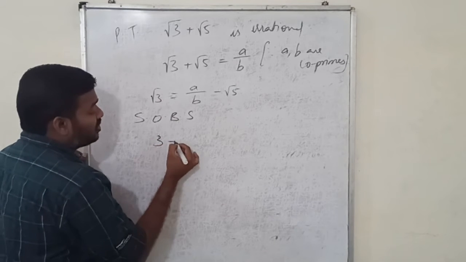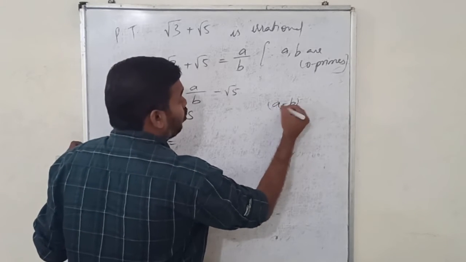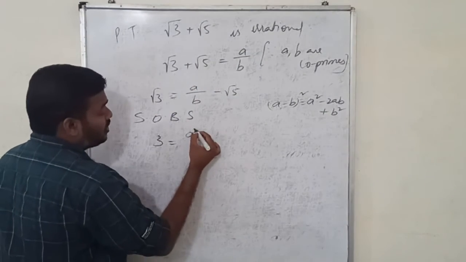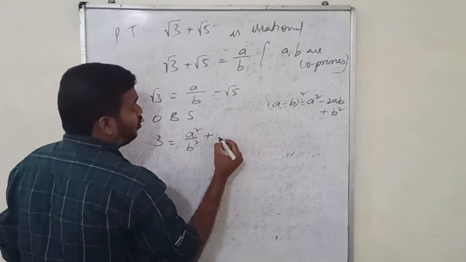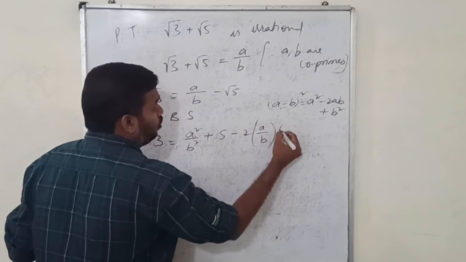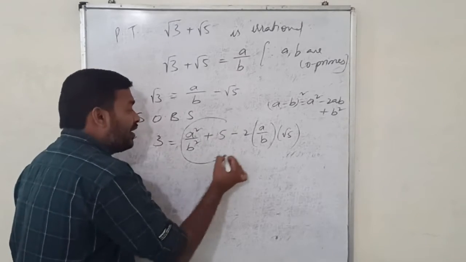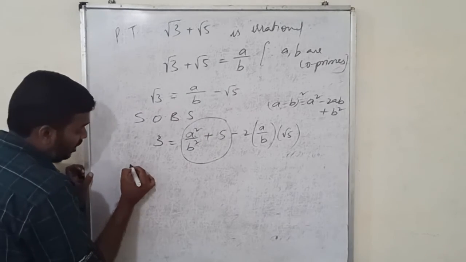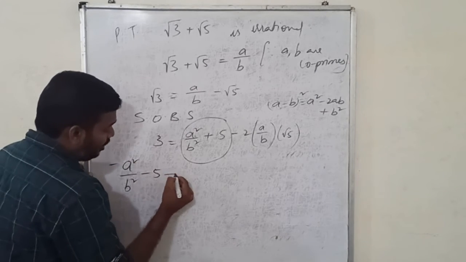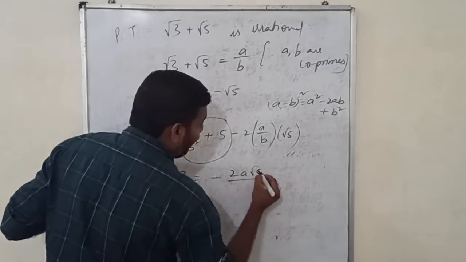root 3 whole square is 3. This will be A minus B whole square. We are going to apply (a minus b) whole square, that is a square minus 2ab plus b square. That is A square by B square plus root 5 whole square, minus 2 into A by B into root 5. Now you can send these rational numbers to the other side, that will be minus A square by B square minus 5 plus 3 is equal to minus 2A into root 5 by B.